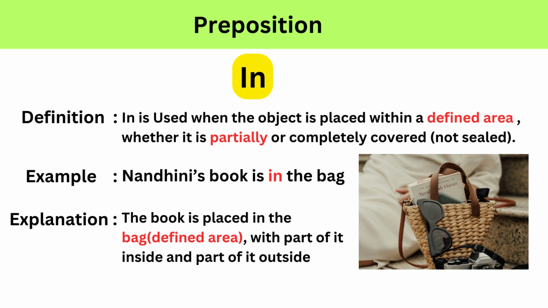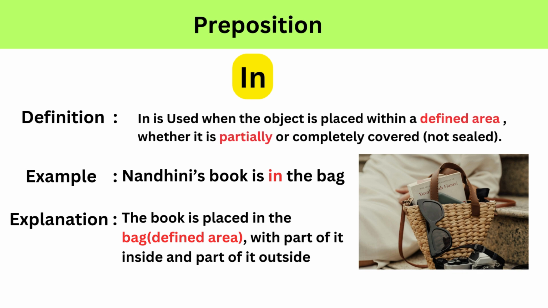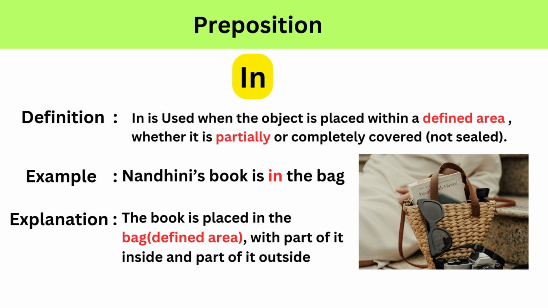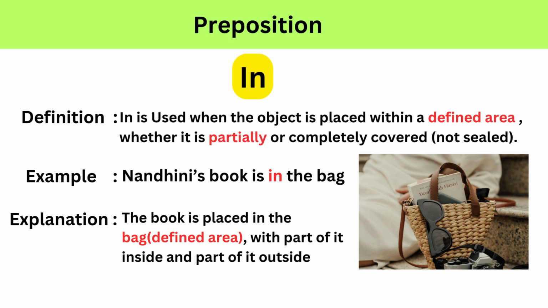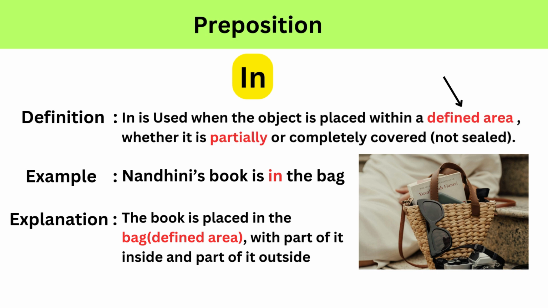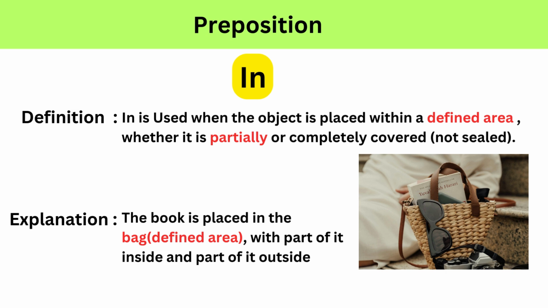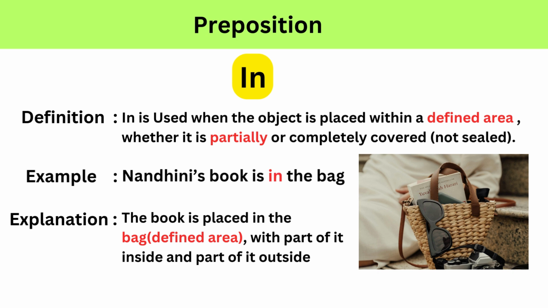First preposition is in. In is used when the object is placed within a defined area, whether it is partially or completely covered. Here, the hint is defined area, partially covered, not completely sealed. For example, Nandini's book is in the bag.